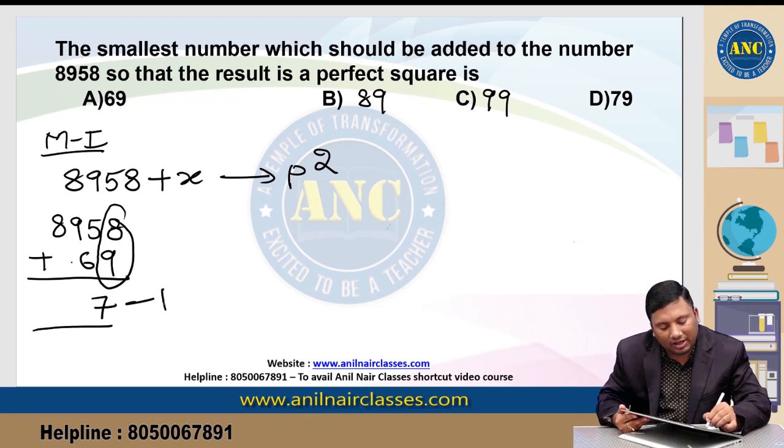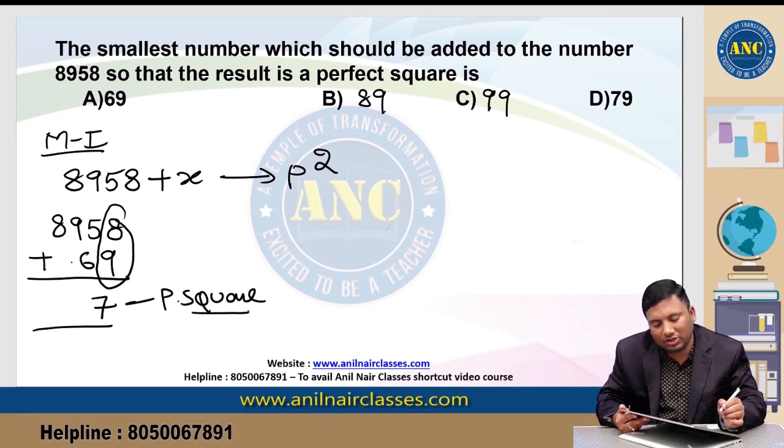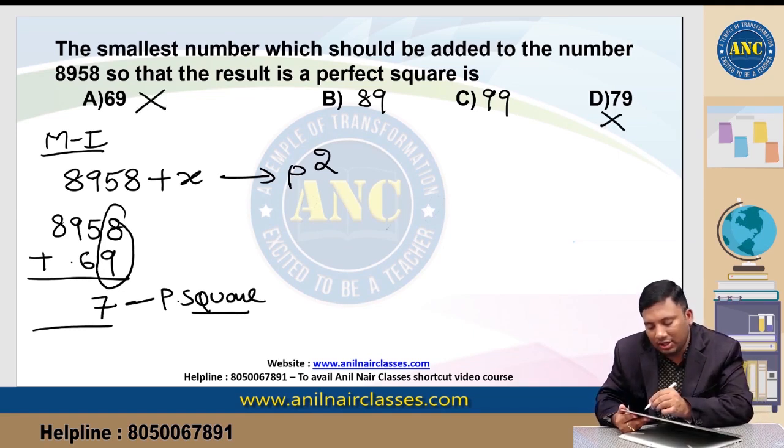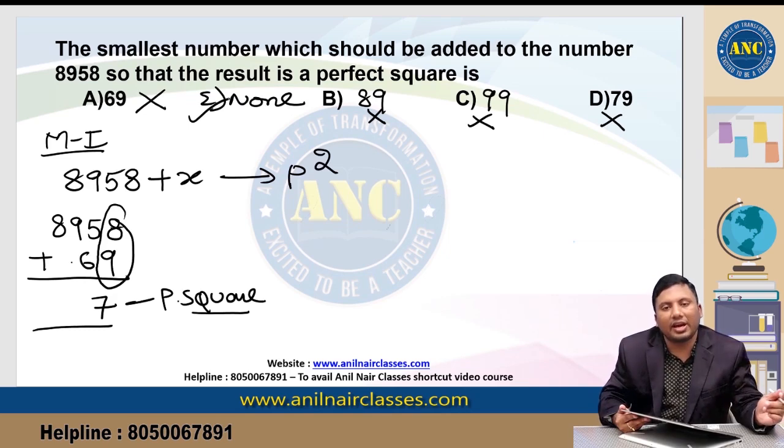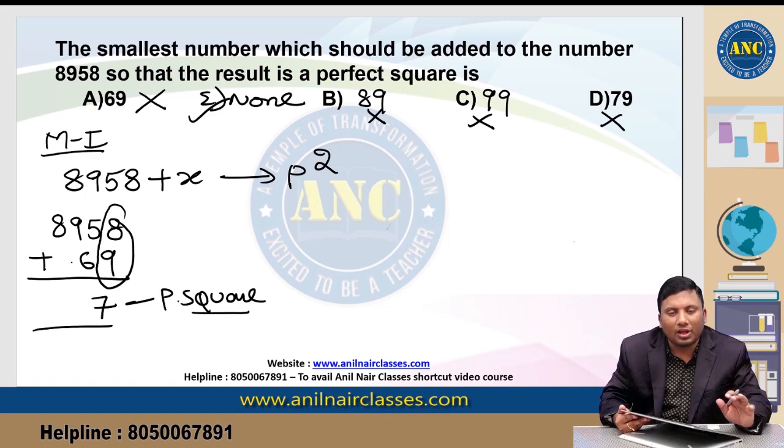A perfect square never ends with 2, 3, 7 or 8. This is not possible. If I keep the answer, none of this is the answer. Why? Because 8 plus 9 is 17, and a perfect square can never end with 2, 3, 7 or 8. Are you all with me, right, sir?